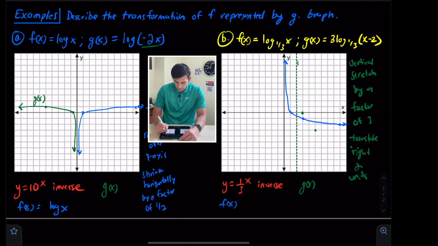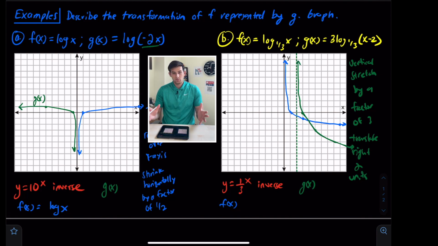We want to get close to that, but we do not want to cross it or intersect it. Okay, so I'm going to draw my curve here, and try to get it through this last point right there. Okay, and so that's how we can perform some transformations on logarithmic functions.